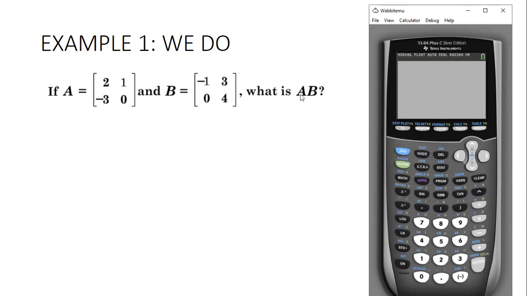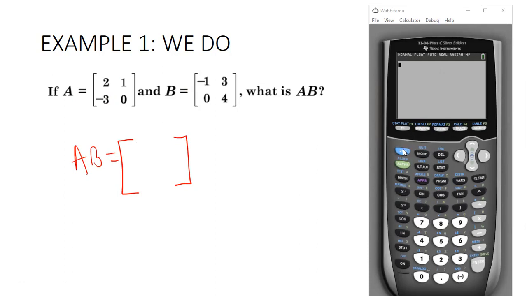Now, what is it asking me to do? What is AB? So I have to find the product. It's asking me for the product. What is matrix AB equal? Okay, because this is a 2 by 2 and this is a 2 by 2, I know that my output should be another 2 by 2, right?